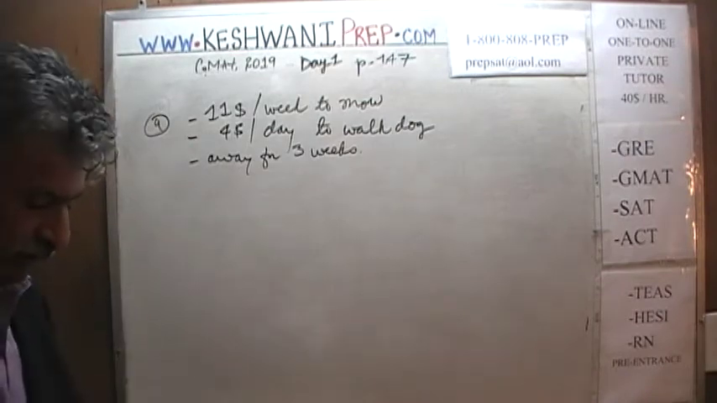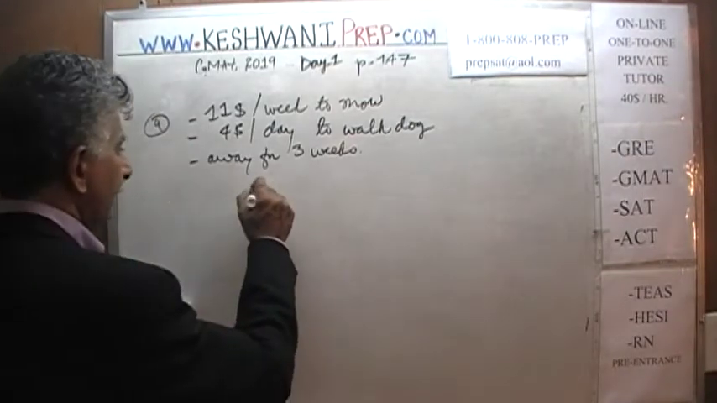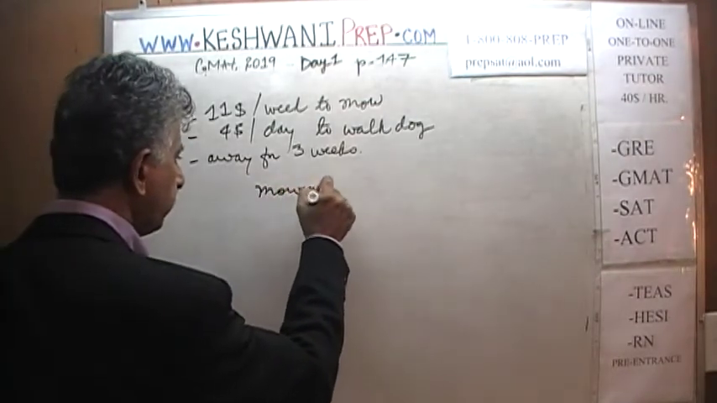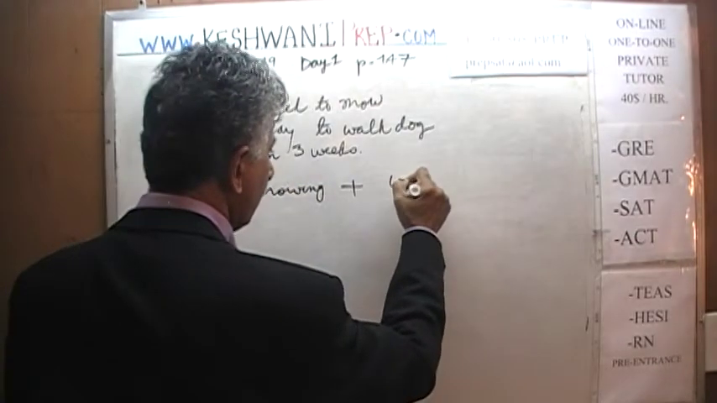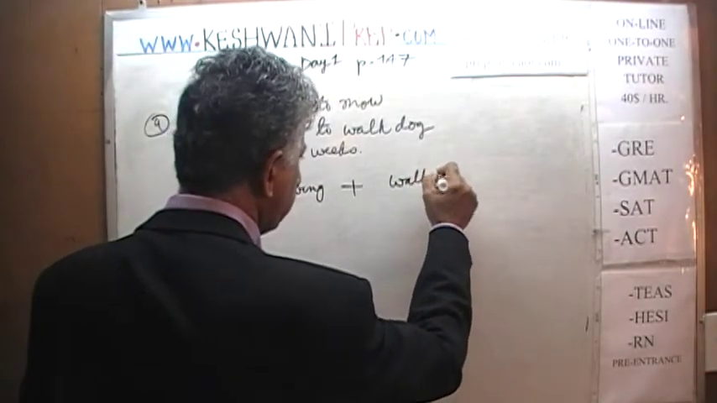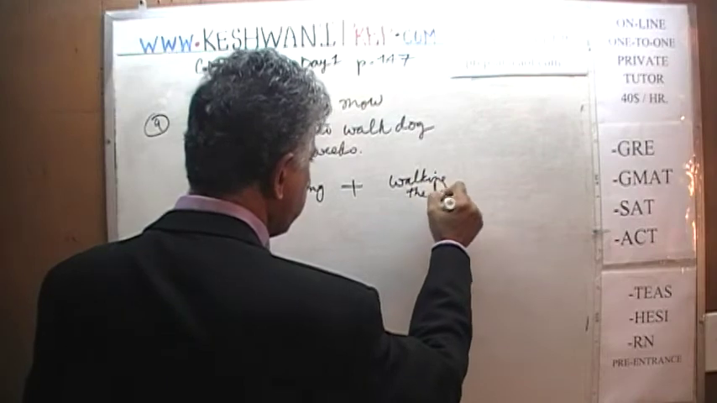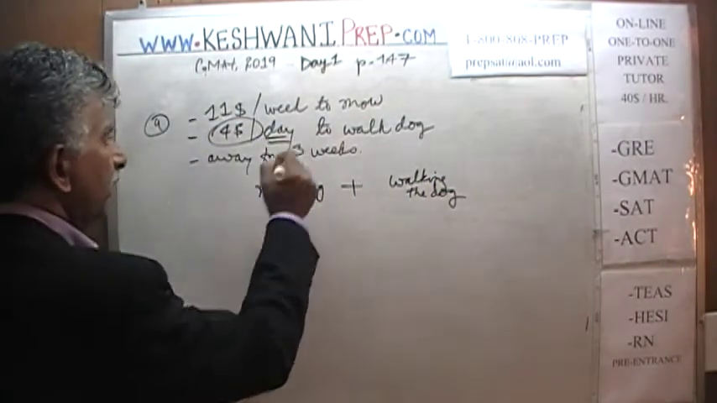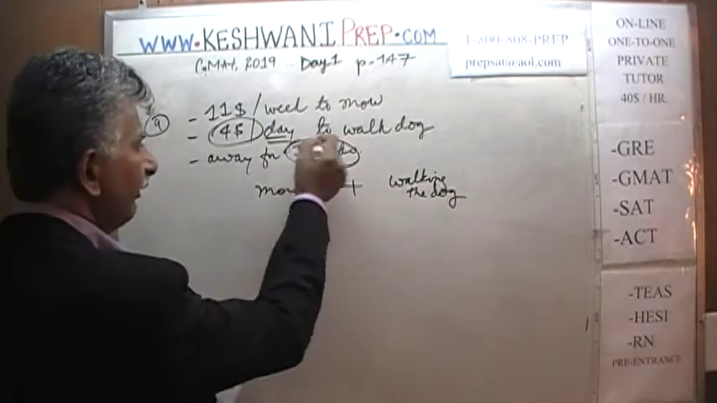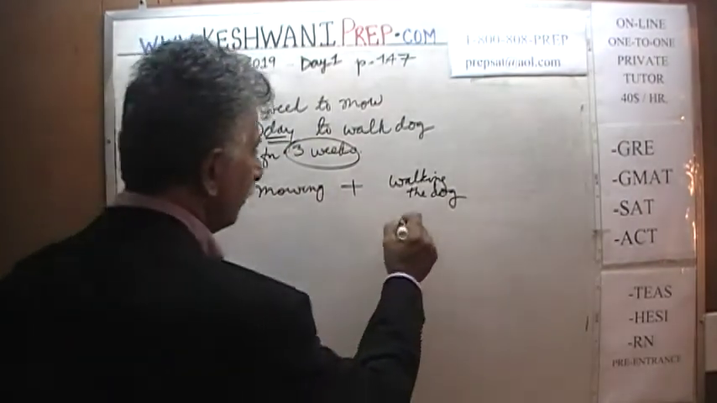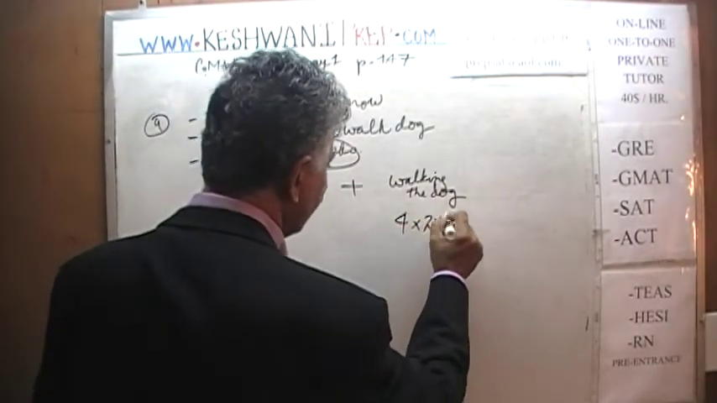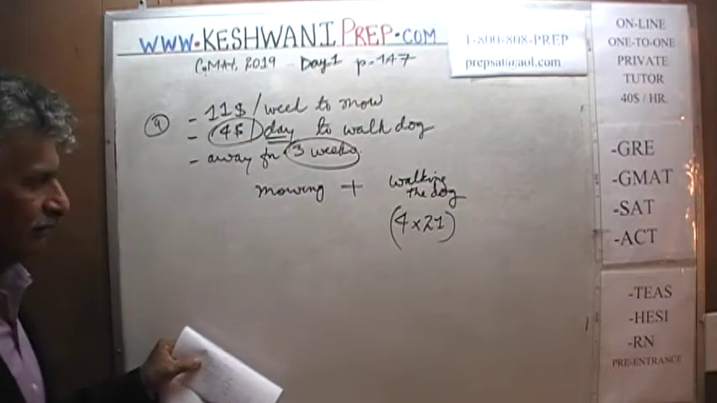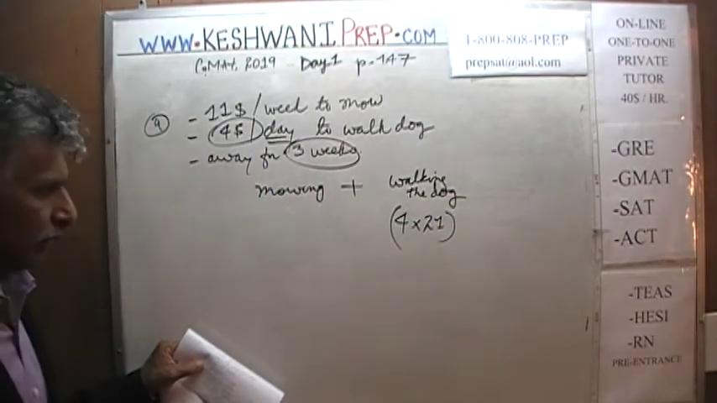They're going to be away for three weeks. So how much money is he going to make? Let's find out, shall we? Here's the mowing. And here's the walking the dog. While walking the dog, he gets $4 per day. And they're away for 3 weeks. 3 weeks is 21 days. So he's going to get four times 21, rather. That's how many dollars he's going to get for walking the dog.